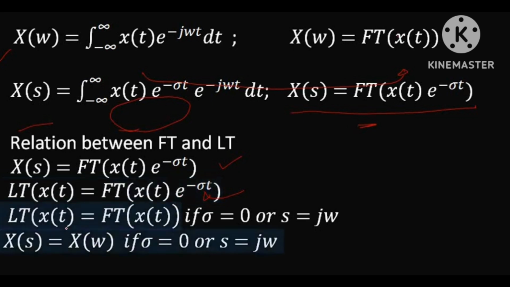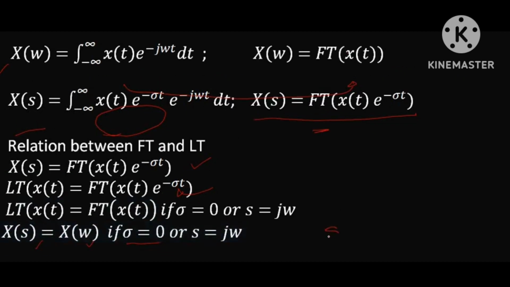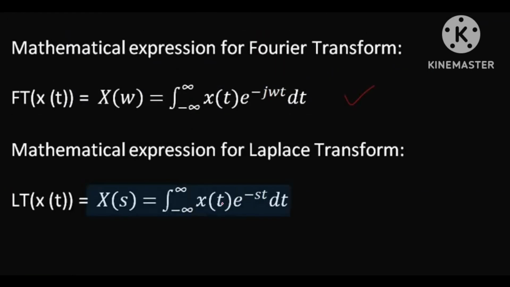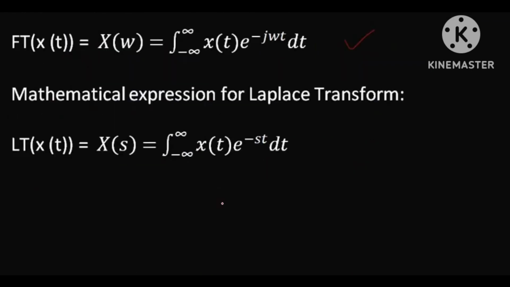Then Laplace transform of x(t) is equal to Fourier transform of x(t) when sigma is equal to 0, since s is equal to sigma plus j omega. So if sigma equal to 0, then s is equal to j omega. So Laplace transform is equal to Fourier transform if sigma is equal to 0. Otherwise Laplace transform is equal to Fourier transform of x(t) e raised to minus sigma t. So this is the relation between Laplace transform and Fourier transform.